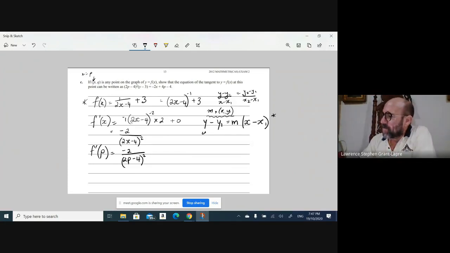So let's substitute. y1 we're talking about is q, equals m, so that's negative 2 over 2p minus 4 squared, times x minus x1, and x1 is p.